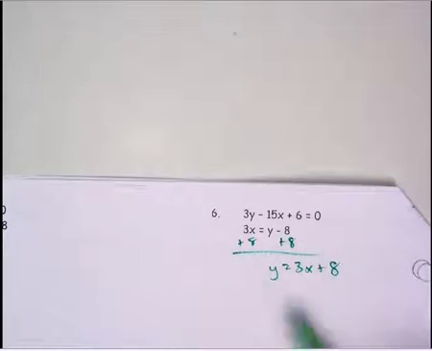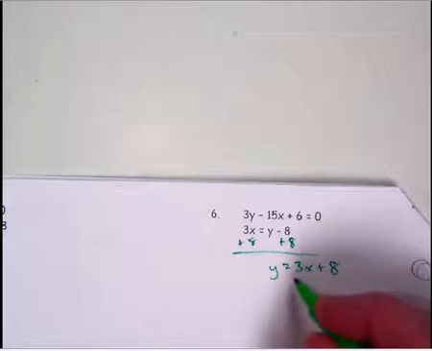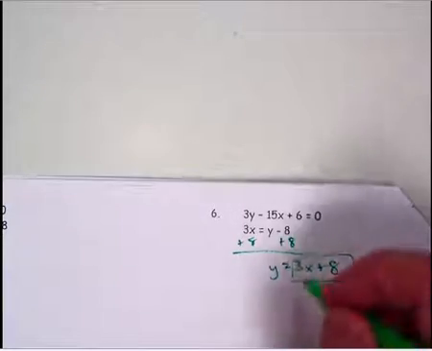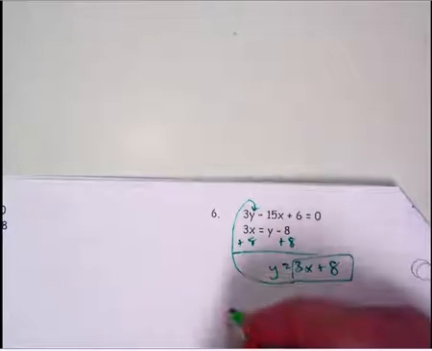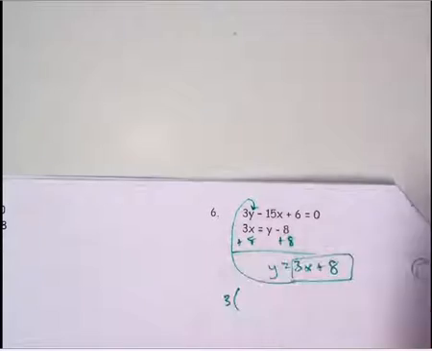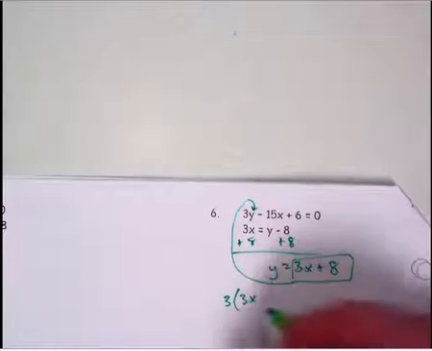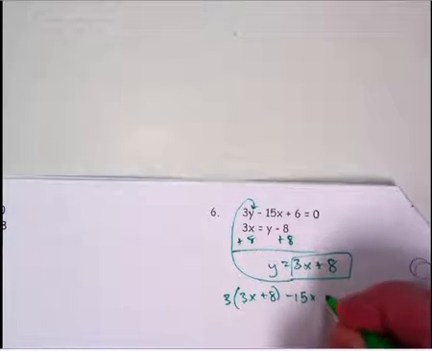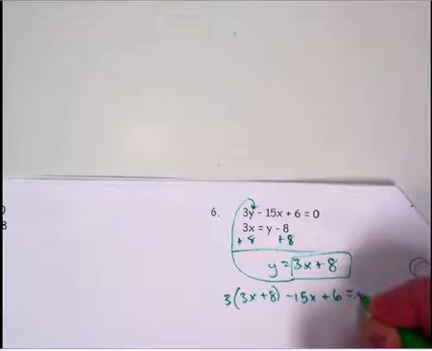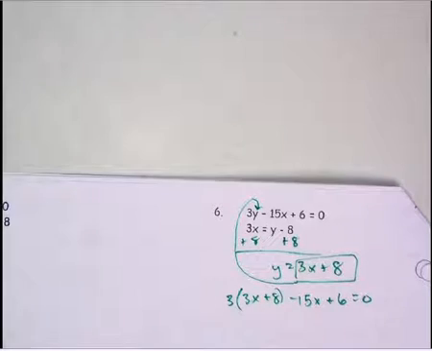And of course I'm able to move things around because that doesn't really matter. Now that y is alone, I can take all this, put it in place of y in the first equation. So if I did that, it would be 3 times 3x plus 8 minus 15x plus 6 equals 0. And now I would expect, since I got that started for you, that you can finish it.